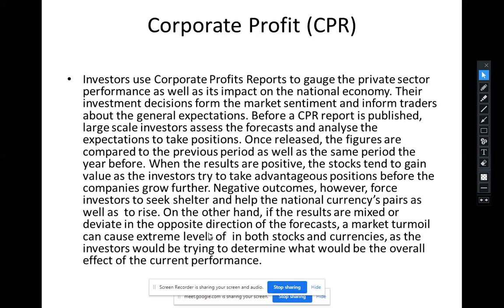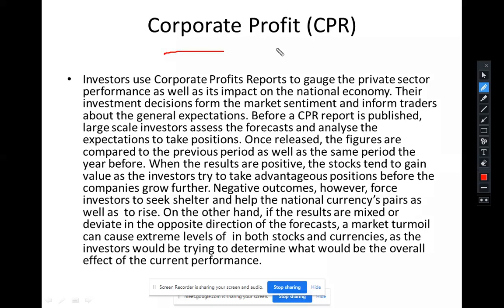Okay, if the results are mixed or deviate in the opposite direction of the forecast, a market tumult can cause an extreme level of volatility in both stocks and currency, as the investor will be trying to determine what will be the overall effect of the currency performance. If the results are mixed, the market will not move high or low for the currency you are trading.